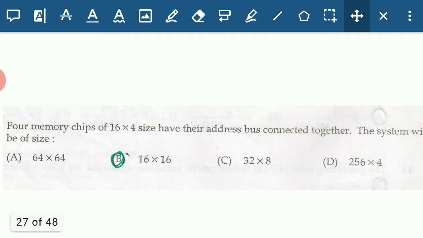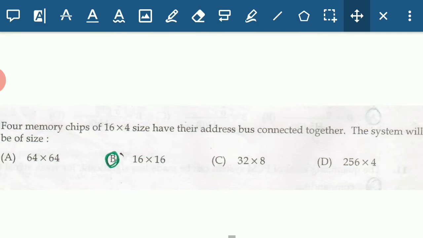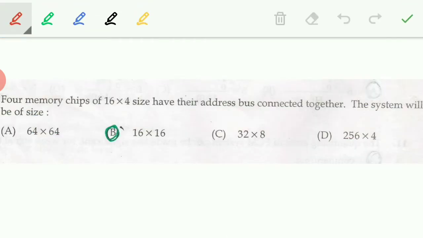Next, 4 memory chips of 16 cross 4 size have their address bus connected together. The system will be of size what? So the memory size is 16 cross 4, and like that 4 chips are connected.